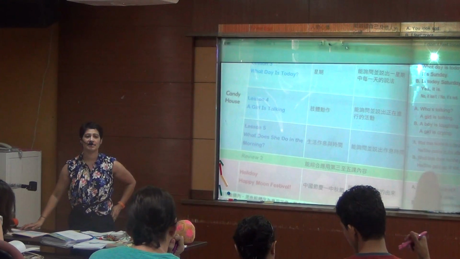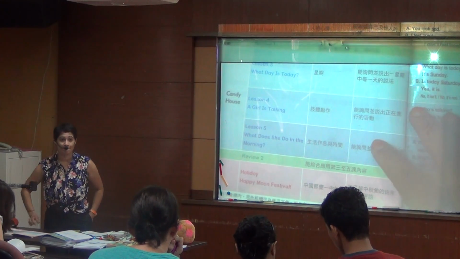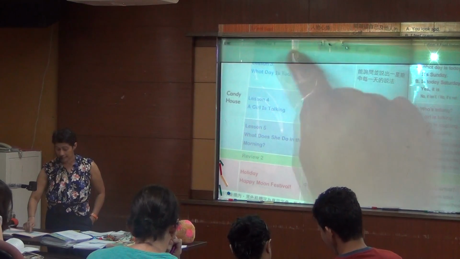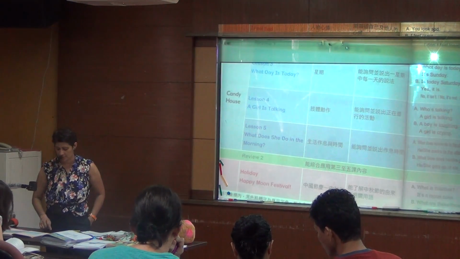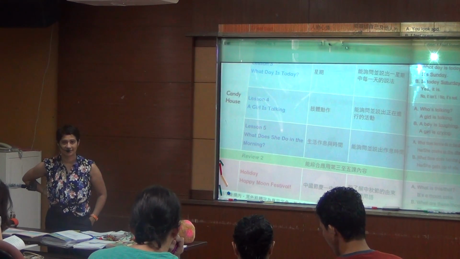How many units do you see in your books? You can take a look at your books. How many units do you see, actually? Ignore the review as a unit. Six. Ignore the holiday. Five.